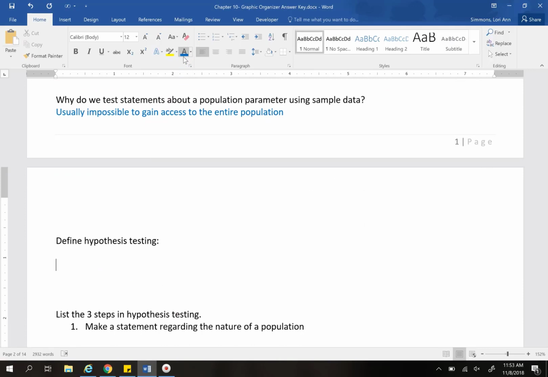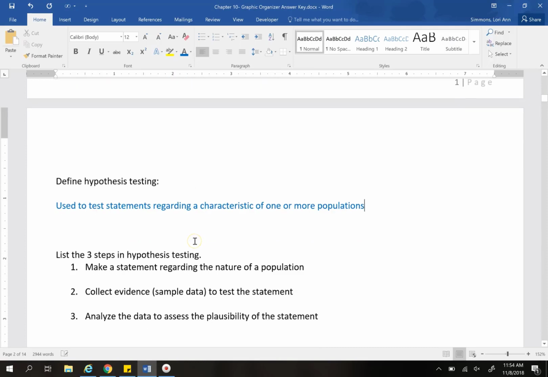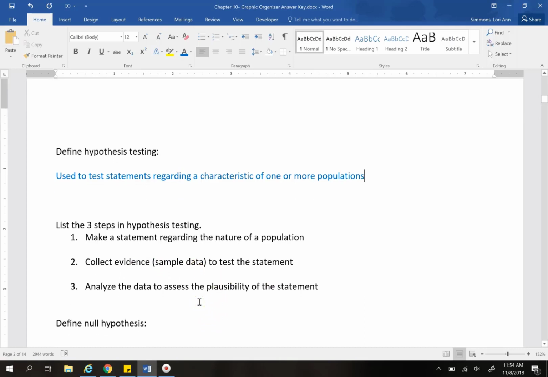All right, and then let's just jump into defining hypothesis testing. This is used to test statements regarding a characteristic of one or more populations. Here are the 3 steps in a hypothesis test. First, make a statement regarding the nature of a population. Then collect the evidence, so your sample data, to test this statement. And then analyze the data to assess the plausibility of the statement.